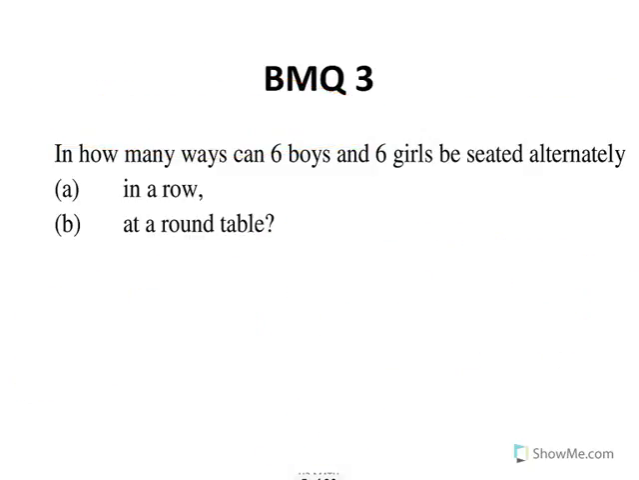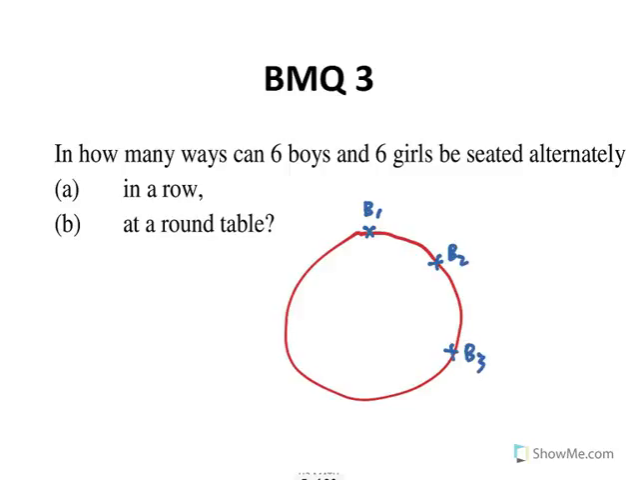How about for part B? Part B is slightly more challenging. How we do this is, number 1, we can fix the boys first. We want to arrange the boys at a round table. We can first fix boy 1, boy 2, boy 3, boy 4, boy 5, and boy 6. So these 6 boys, if I arrange them in a circle first, how many ways can we do it? Very quickly, you know the answer is just 5 factorial.